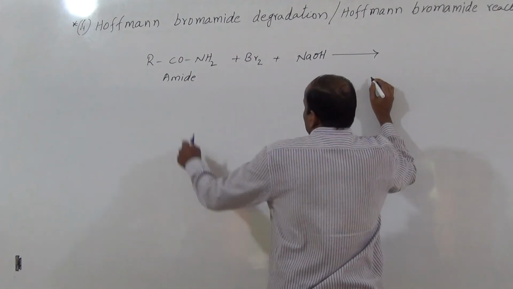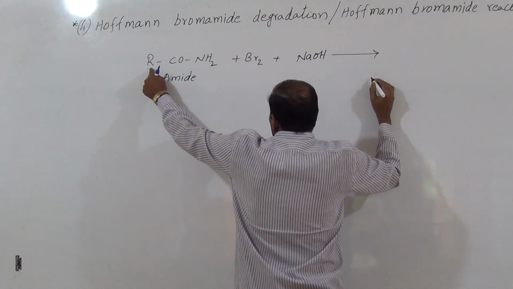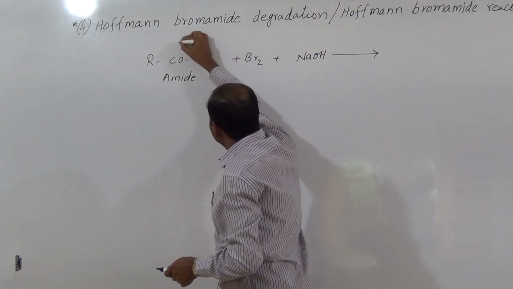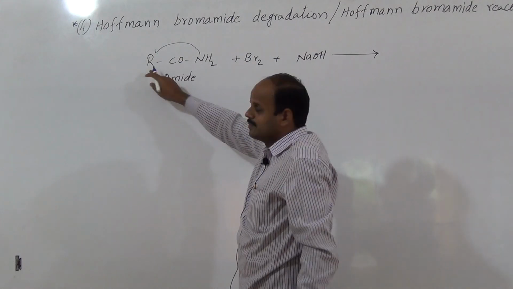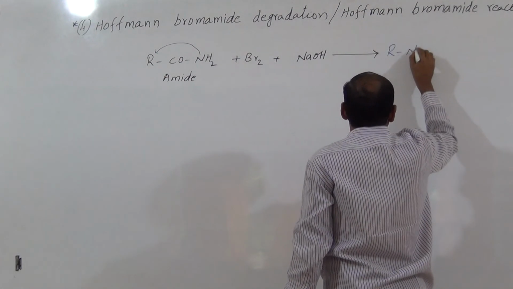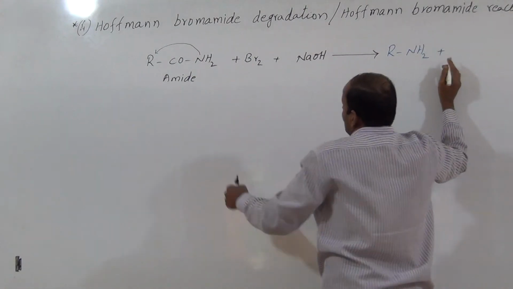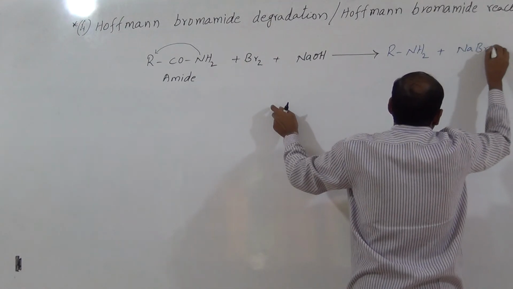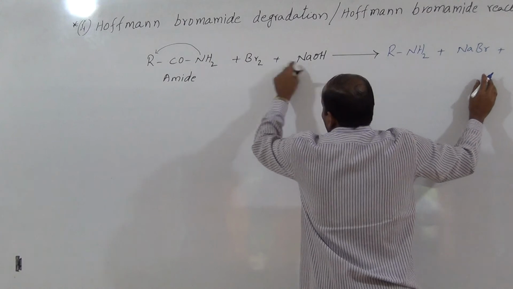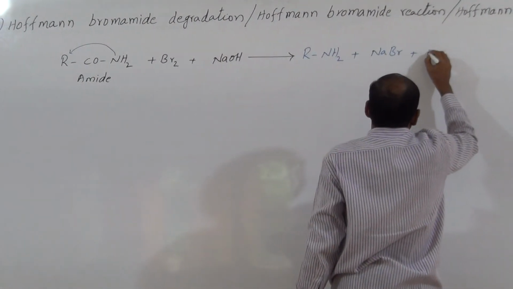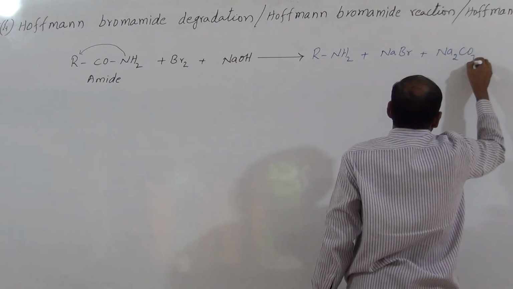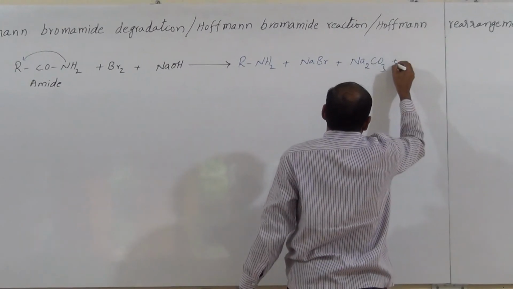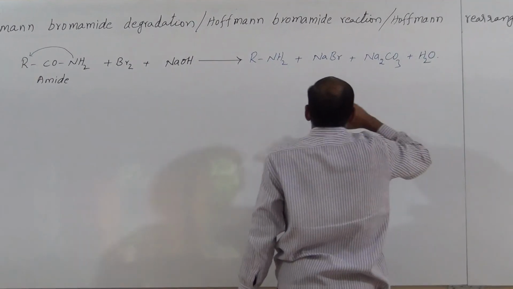Then this CO is removed, then this alkyl group and NH2 directly attack each other. So it can be directly attached on the alkyl group. Thus rearrangement takes place, RNH2. Sodium and Br combine together, then we get NaBr, and sodium with this carbon and oxygen are removed as sodium carbonate, Na2CO3, and hydrogens and OH combine together, removed as H2O.